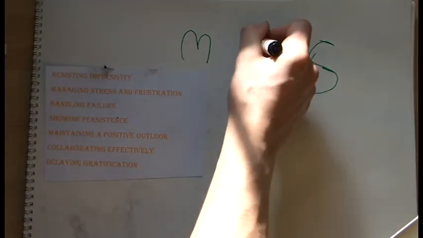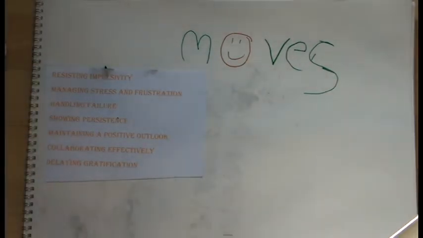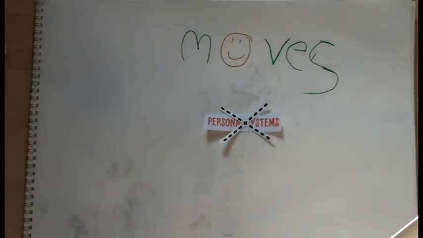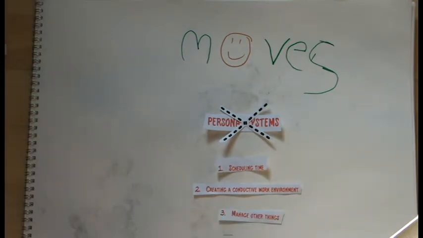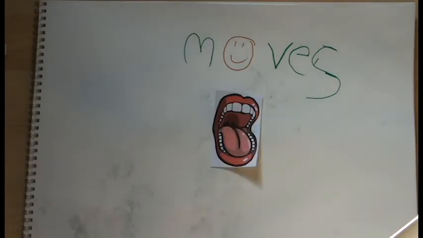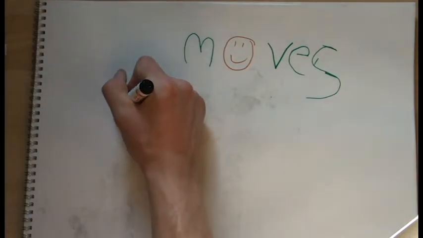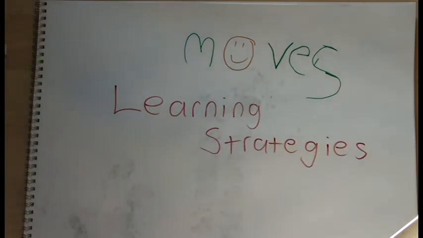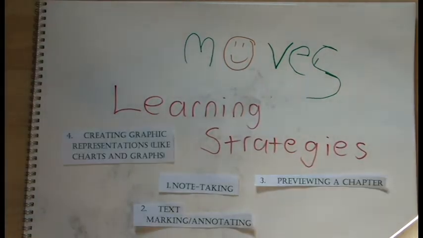Now, while I'm sure Buehl would be impressed with my newly developed moves that are helping me build identity in these fields, he advocates that we use these moves to help students develop learning strategies that are appropriate for understanding and remembering. Learning strategies are not personal systems. Things like scheduling time, creating a conducive work environment, managing other things that eat up our time. These things are very important to help our students be aware of, but they are not ultimately the strategies we're trying to teach. Learning strategies are things like note-taking, text marking and annotating, previewing a chapter, and creating graphic representations like charts and graphs.